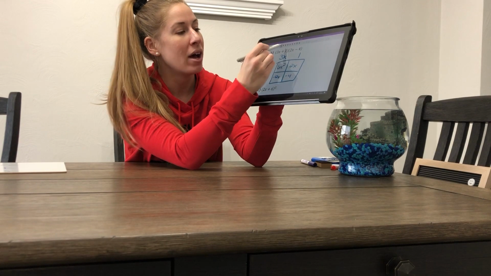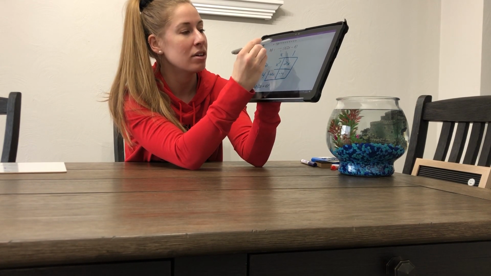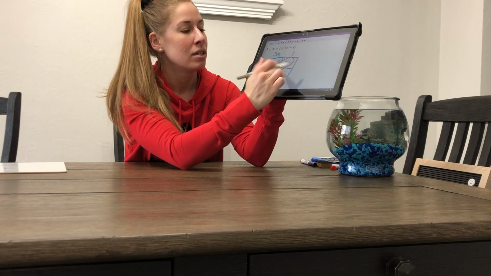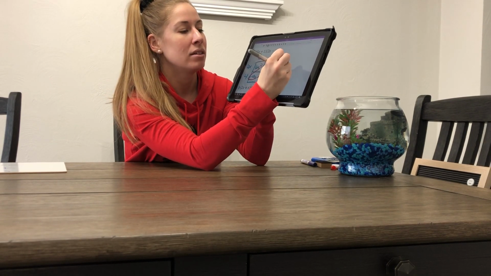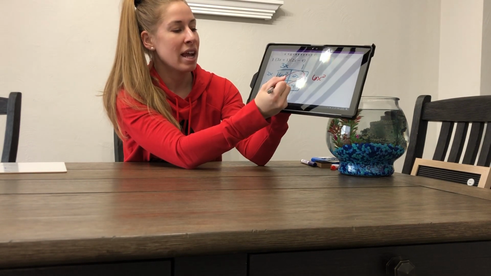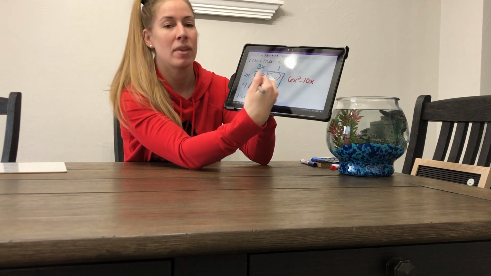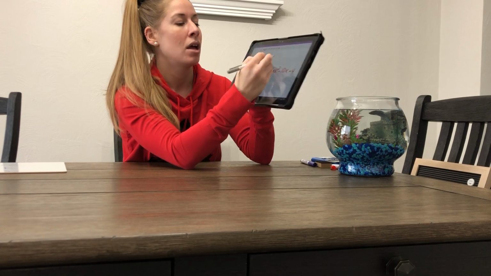Now that you filled in the box, combine your like terms. Again, it's usually that diagonal. So you have your 6x squared. Negative 12x plus 2x is negative 10x. And then you've got your minus 4. Done.